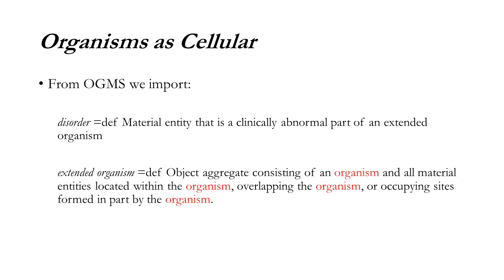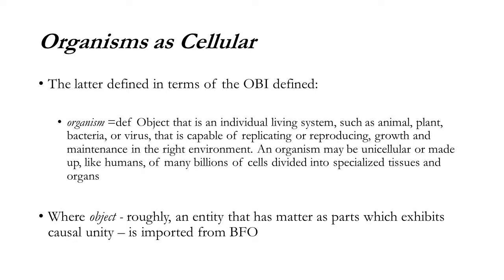Now, importantly, organism, what in the world is that? So the latter is defined in terms of this Ontology of Biomedical Investigations term, organism. This is an object that's an individual living system, such as an animal, plant, bacteria, or virus. Note the virus. It's capable of replicating or reproducing, etc. The important part here for us is an organism, according to this definition, may be unicellular or made up, like humans, of many billions of cells. Object, as you see, is a term that's imported from BFO, which basically signifies a sort of causal unity. But the important part for us is this cellular aspect.